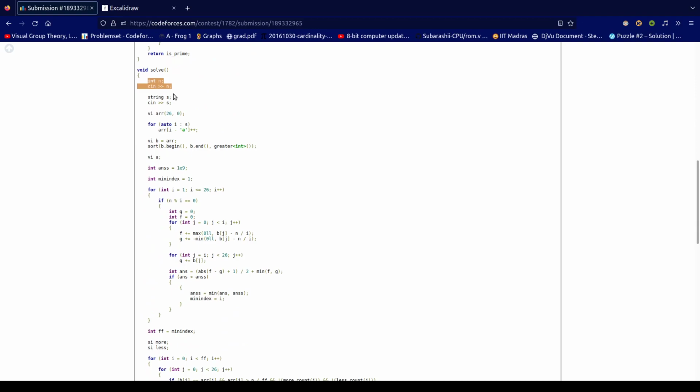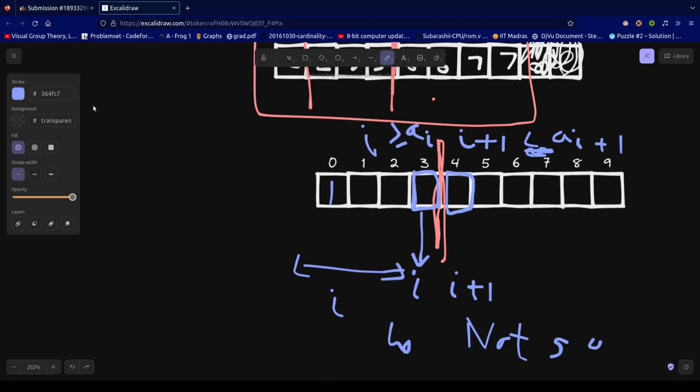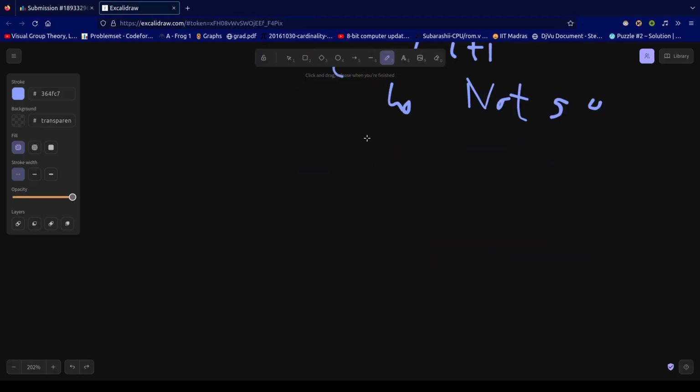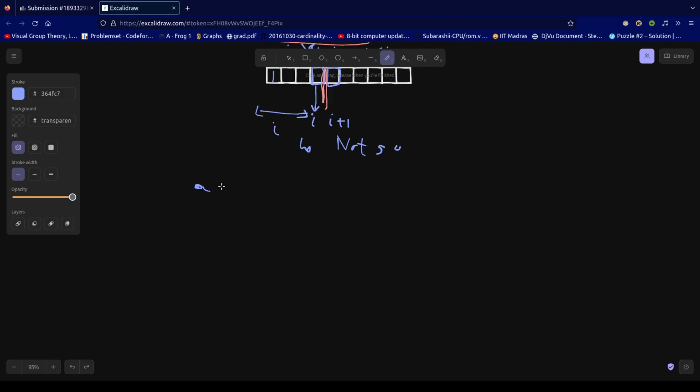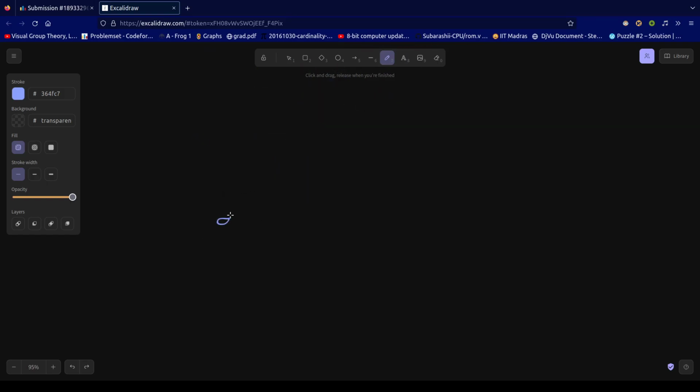Again, I'm just taking n as input, the string as input. I start off by creating a frequency array. Creating a frequency array is a very common thing to do whenever you have any strings, and that's exactly what I'm doing here. This is a frequency array containing numbers from 0 all the way up to 26, in which I'm storing how many times the characters from A to Z appear. That's my frequency array, which I'm calling ARR here.